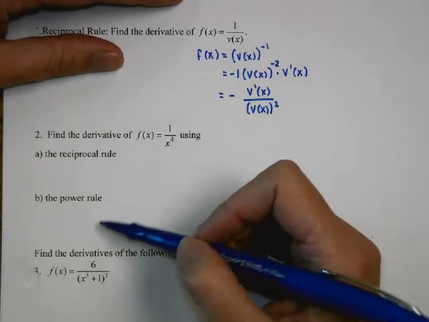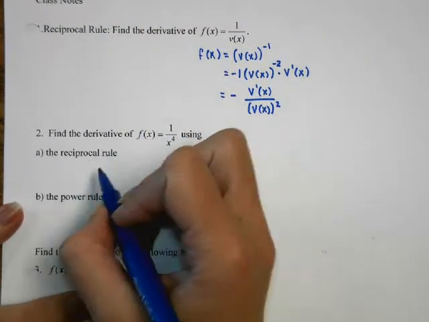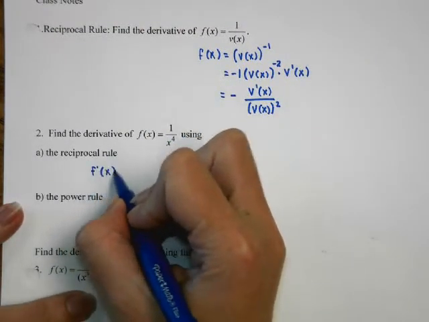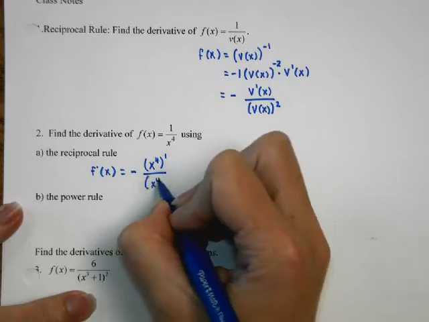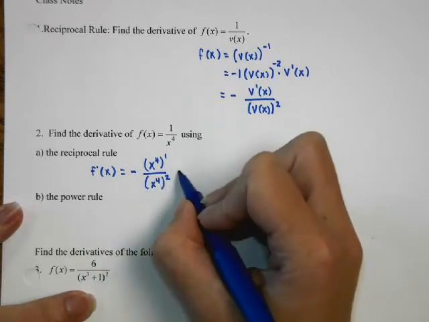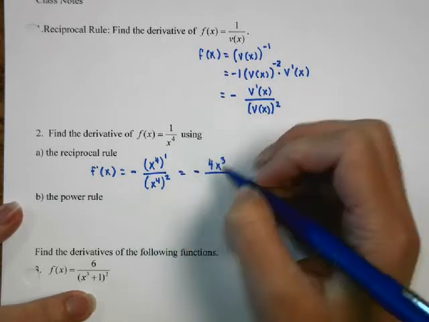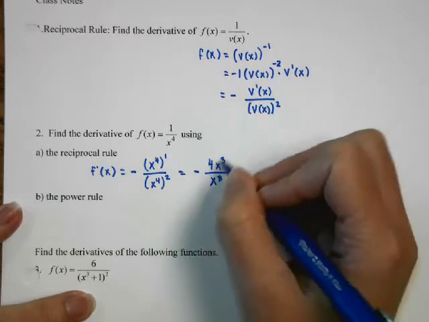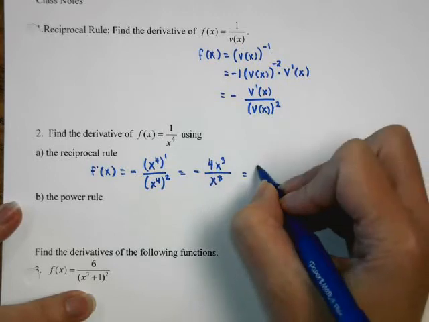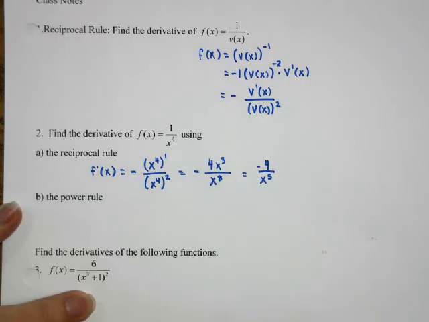So we're going to use the reciprocal rule and the power rule to find the derivative of 1 over x to the 4th. The reciprocal rule is going to be negative x to the 4th prime on top and x to the 4th squared on bottom. So that would be negative 4x cubed over x to the 8th. This would reduce to negative 4 over x to the 5th.